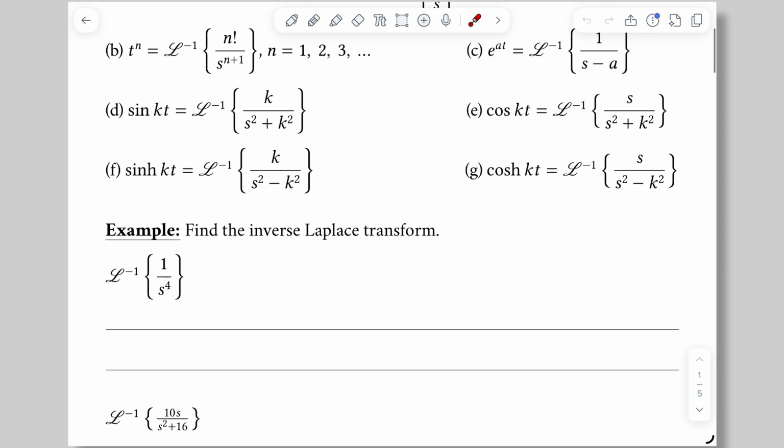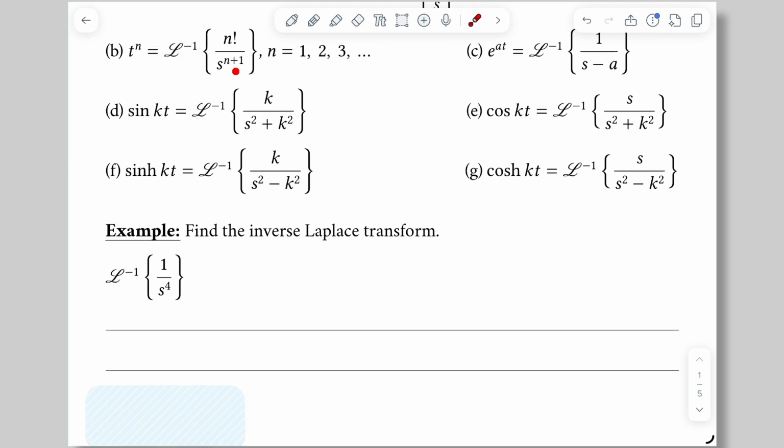We have here the inverse Laplace transform of 1 over s to the fourth. And looking at our list of inverse transforms here, we see that the inverse transform of something with s to a power in the denominator will transform to t with an exponent. Since the exponent on s in the formula is n plus 1, when we see 1 over s to the fourth, we can identify that n is equal to 3.